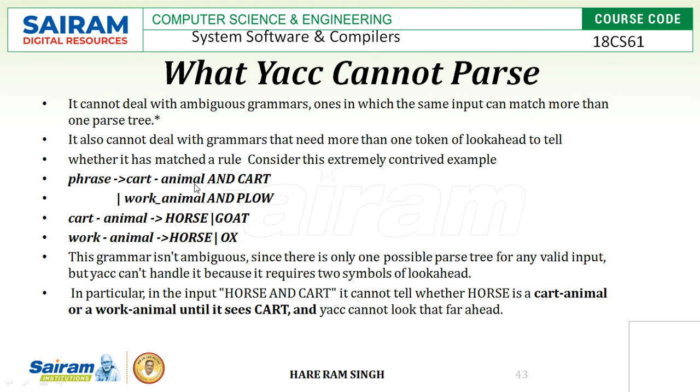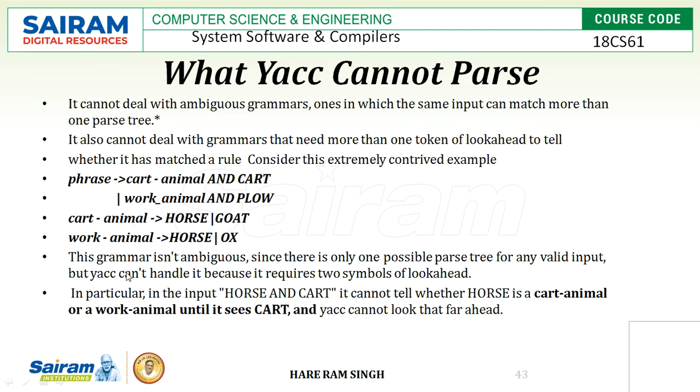Phrase generates cart_animal and cart. It is not minus, it is cart underscore animal. Or phrase can generate work_animal and plow. Cart animal can be horse or goat, and work animal can be horse or ox. Now this grammar is not ambiguous since there is only one possible parse tree for any valid input, but Yak cannot handle it because it requires two symbols of look ahead.